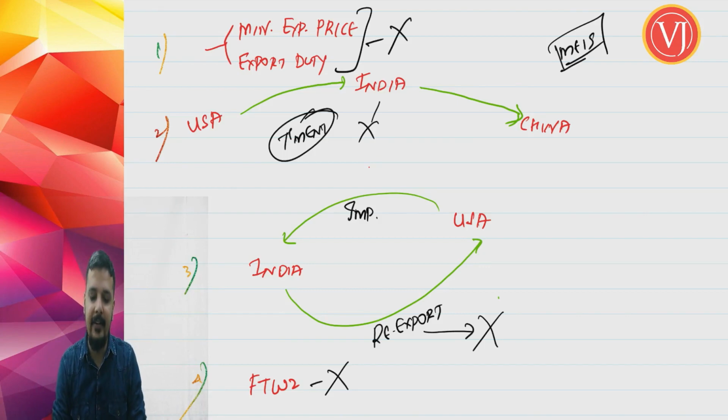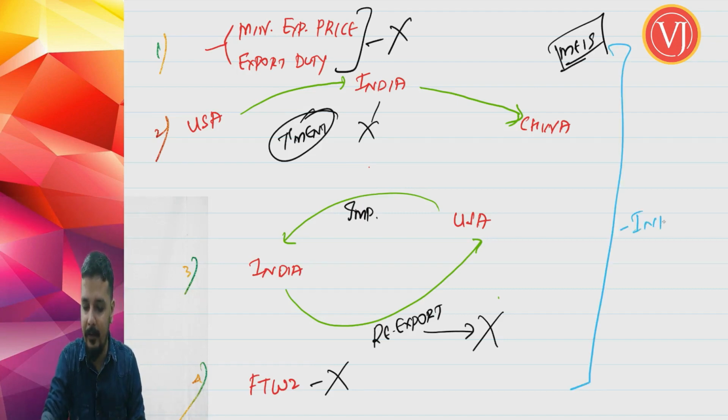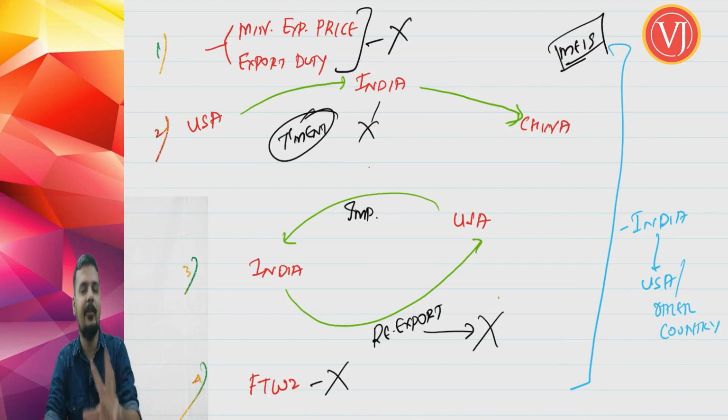So in all these cases, friends, one important thing that you have to understand, in all these cases, technically, we are talking about, say, India to USA or India to China, whatever, India to USA or other country, which means that it was going to the other country. It was technically export, but you don't count it still, right?